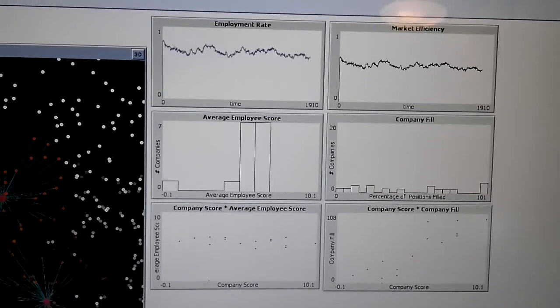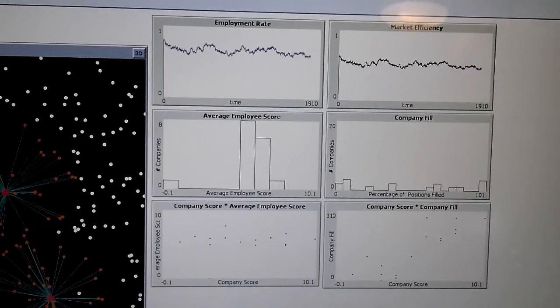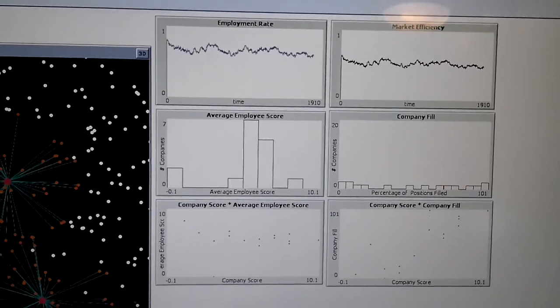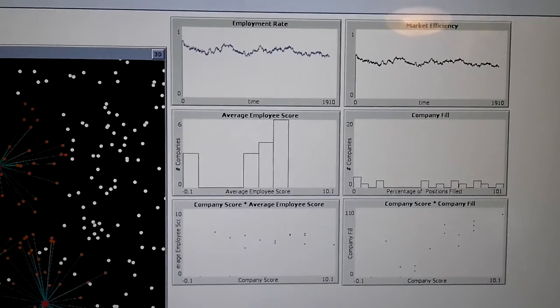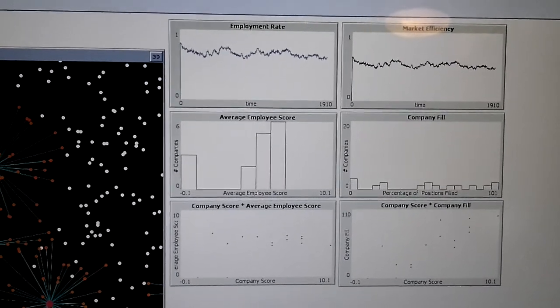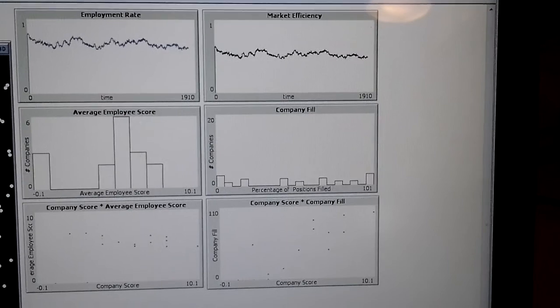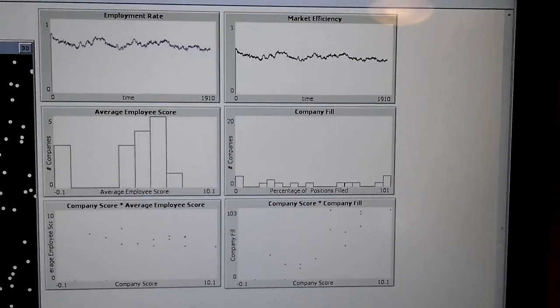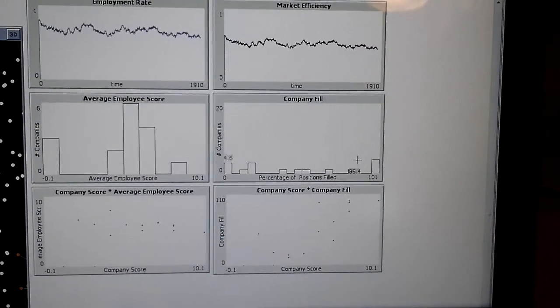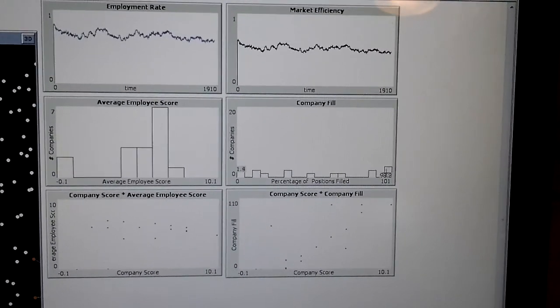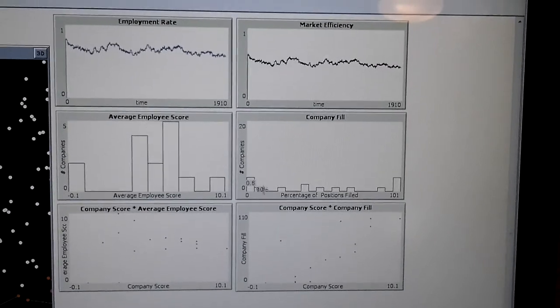for number of companies. And the idea is that each of the recruits has a different score from 0 to 10. And so a company in total will have an average score across all of their employees. We also look at the percentage of the positions filled in a company. So companies on the right have fully filled their positions, whereas companies on the left have filled none of their positions.